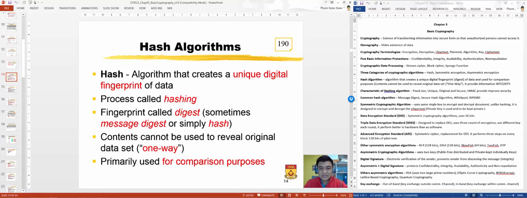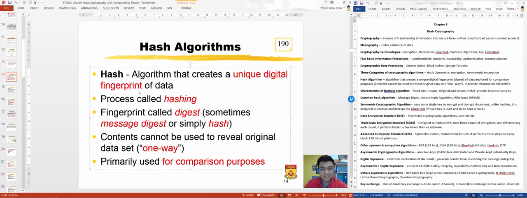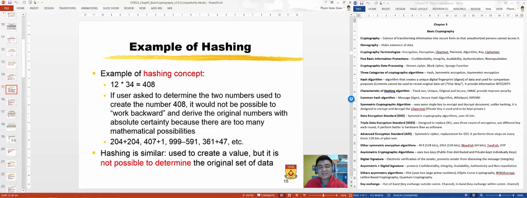What does hash mean? Hash is an algorithm that creates a unique digital fingerprint of data. Fingerprint means digest. Okay, take note. Hashing is always one way. So the contents cannot be used to reveal the original data sets. The primary use for hashing is for comparison purposes. That means when I send the data to someone, they are assured that this data has come from me. This is called hashing.